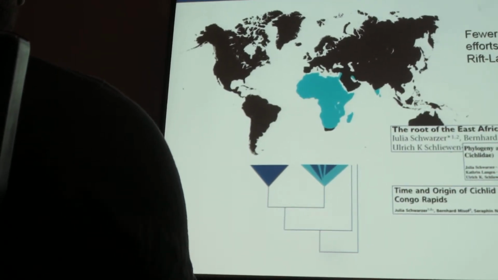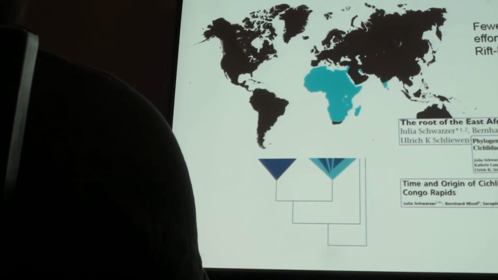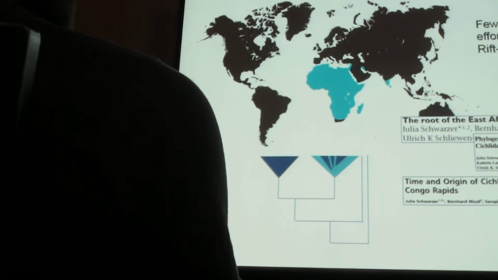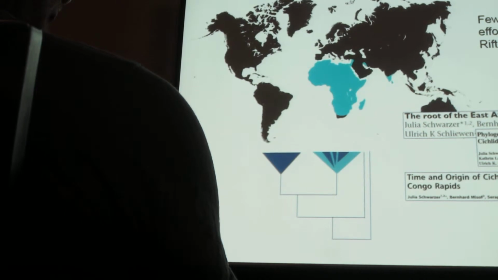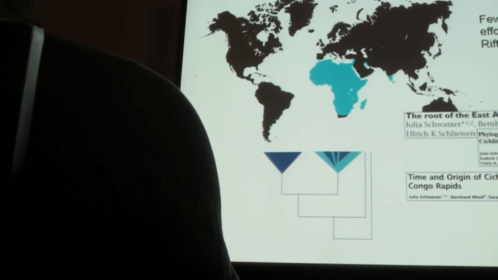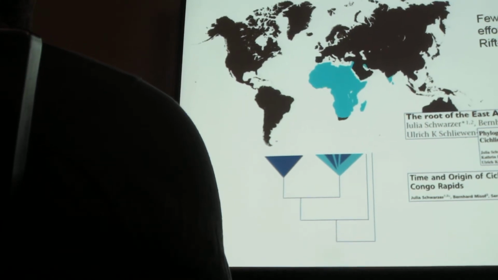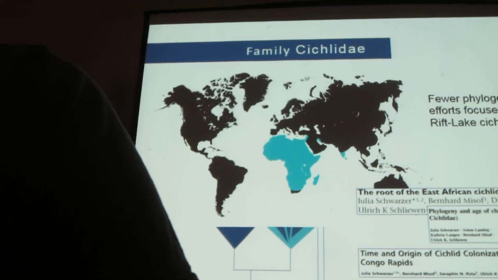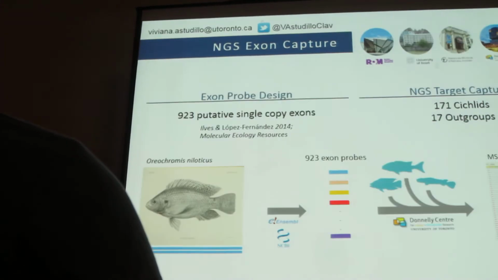Fewer phylogenetic efforts have focused on the non-rift lake cichlid relationships, and when they have been included, it has tended to be more as token taxa included to resolve family-level relationships or relationships with the neotropical cichlids or the rift lake cichlids, or to look at specific within-genera relationships. So as a result, we lack a bit of understanding about deeper relationships in a lot of the African cichlid clade, particularly with respect to the riverine cichlids and the smaller lake cichlids.